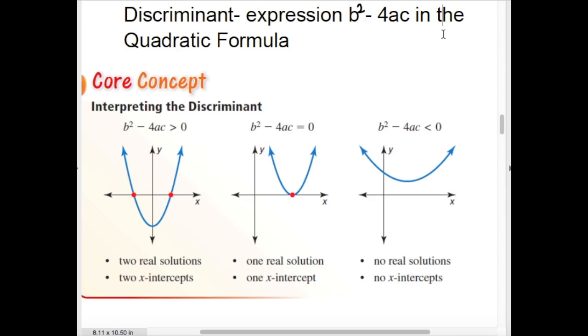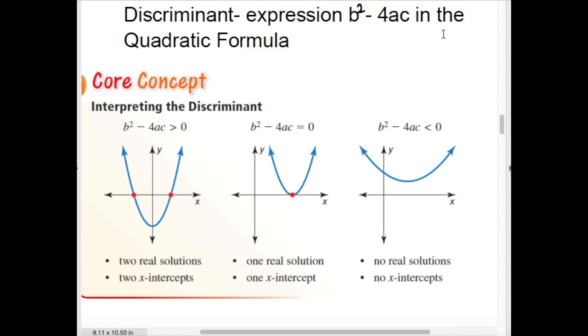Hi, welcome back everyone. In this lesson, we're going to interpret the discriminant. The expression b squared minus 4ac in the quadratic formula is called the discriminant. And because the discriminant is under the radical symbol, you can use the value of the discriminant to determine the number of real solutions of a quadratic equation and the number of x-intercepts of the graph of the related function.